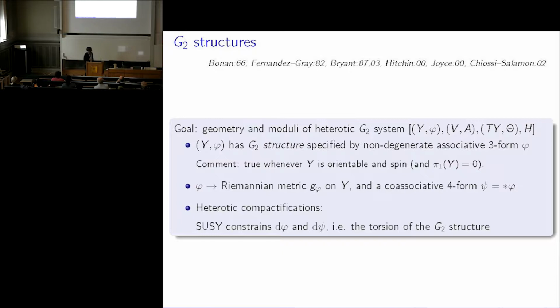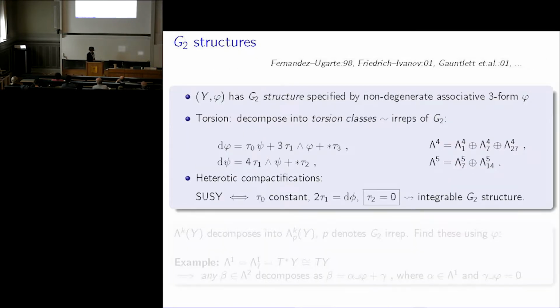Now, in compactifications of string theory, in particular in these heterotic compactifications, the supersymmetry constraints will translate into constraints on the exterior derivatives of this 3-form and this 4-form, so phi and psi. And this means that the supersymmetry will restrict the torsion of the G2 structure. So what is the torsion? Let me describe that a bit more. So we can decompose the exterior derivatives of phi and psi into irreducible representations of the G2 group.